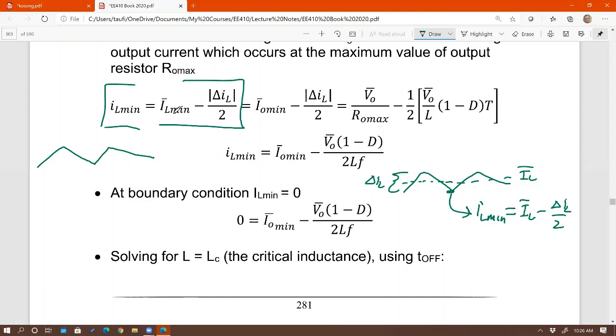IL min is equal to I out min. We talked about it, that IL average is equal to I out average. So therefore, IL min average is equal to I out min average. Good.